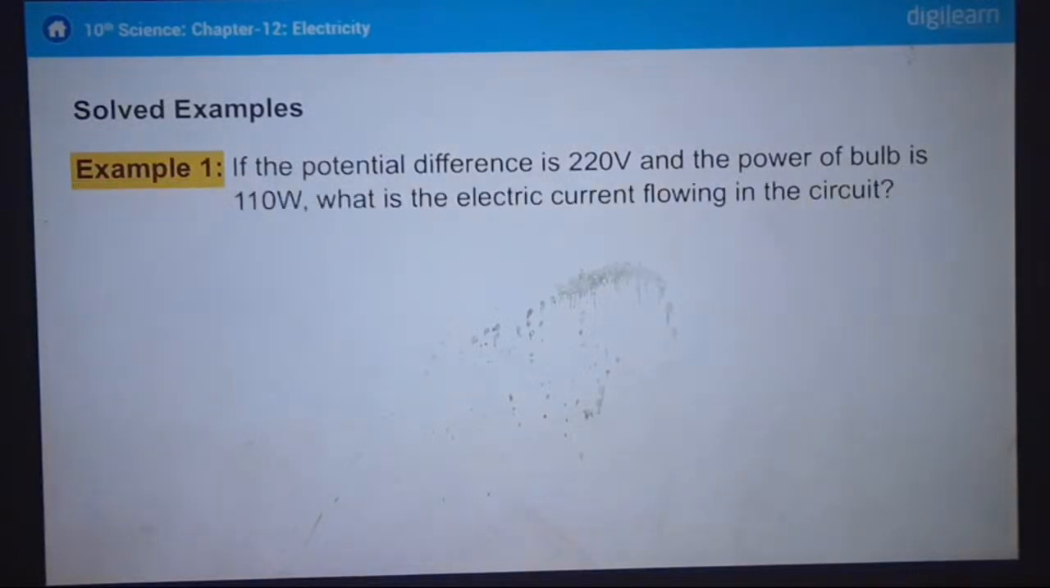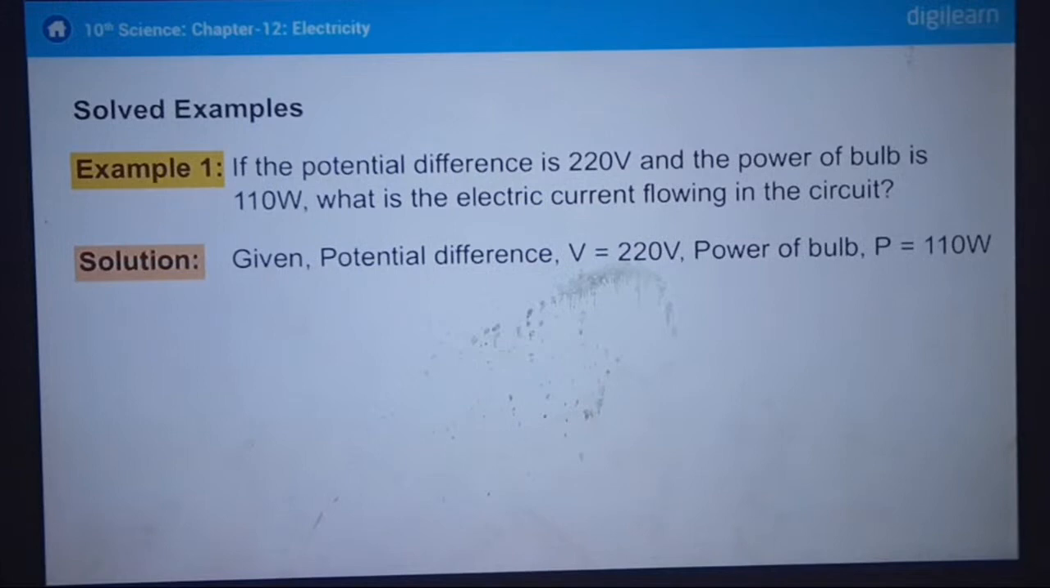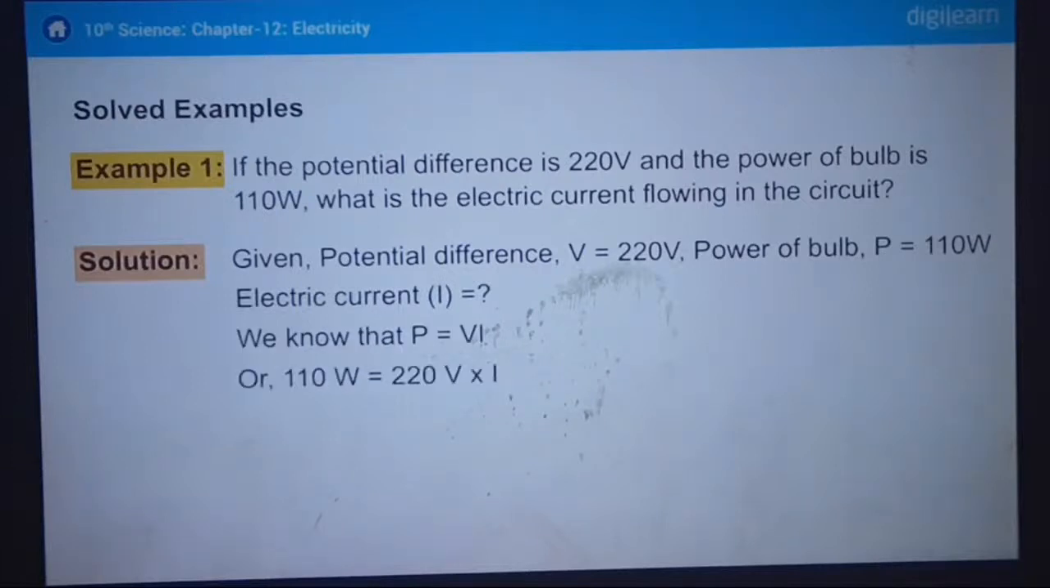Example 1. If the potential difference is 220 volts and the power of bulb is 110 watts, what is the electric current flowing in the circuit? Solution. Given potential difference V equal to 220 volts, power of bulb P equal to 110 watts. Electric current I to be found out. We know that P equal to VI, or 110 watts equal to 220 volts into I, or I equal to 110 watts divided by 220 volts equal to 0.5 amps.